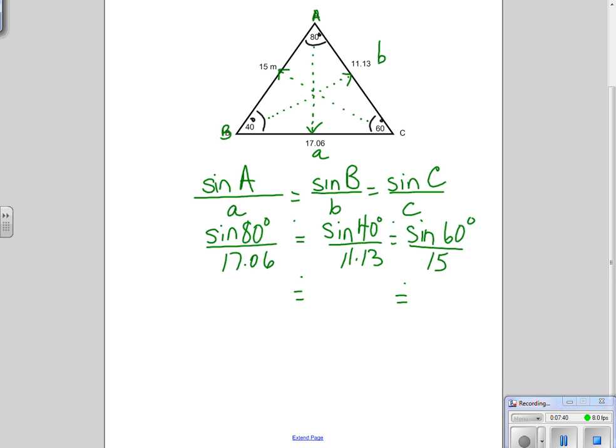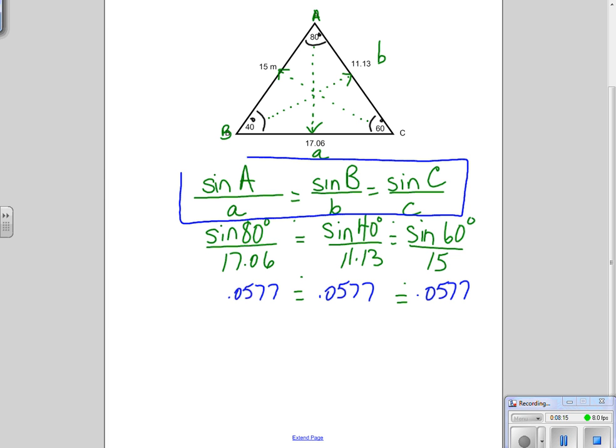Let's do the first one first. Sine of 80 divided by 17.06, decimal 0.0577. Sine of 40 divided by 11.13, 0.0577. Interesting. And lastly, the sine of 60 divided by 15. Awesome. Sine law. We need to write that on our cheat sheets and really commit it to memory. You can use the entire sine law upside down if that is easier to solve.